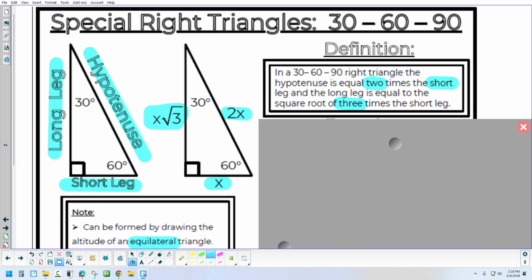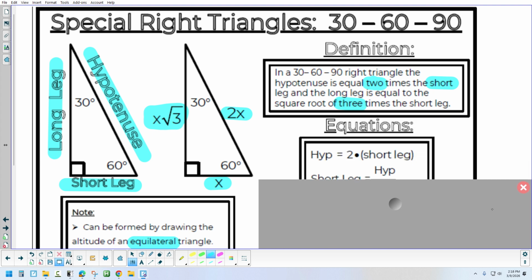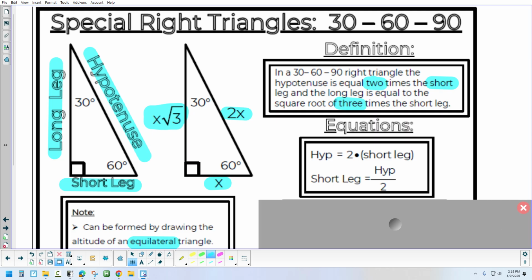Okay, so the most important part is going to be these equations. These equations are how we figure out every problem in the IXLs. So the first one says hypotenuse equals 2 times, you want to fill in the word short leg. The formula for the short leg is the hypotenuse divided by, you want to fill in 2.